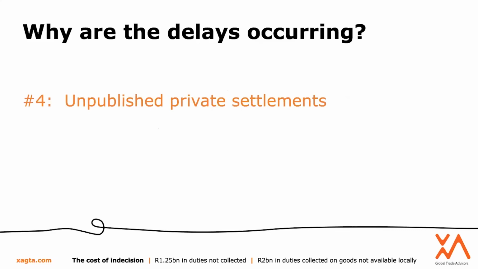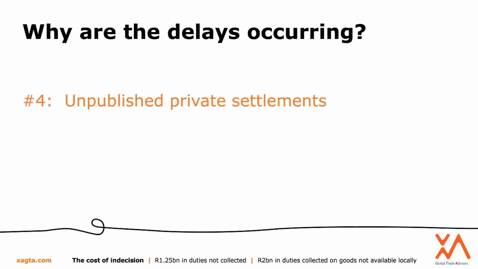The other issue is unpublished private settlements. So here what happens is I apply for a duty increase or removal, whatever the case might be. And for some reason, I decide to withdraw that application. Now, that withdrawal is not always published. So included in our list are some investigations which we believe were privately settled, but we're not entirely sure.